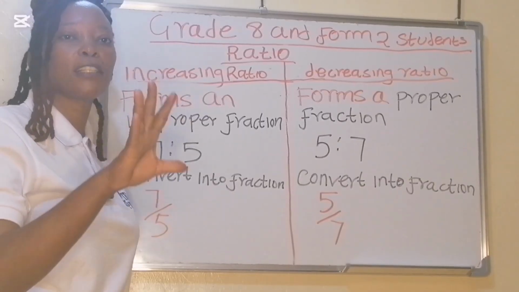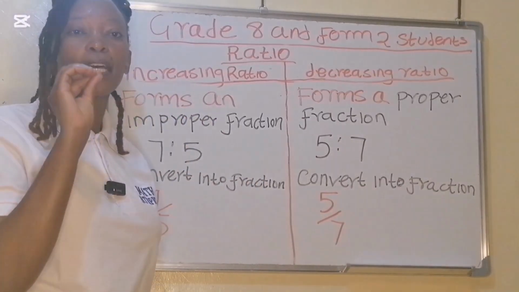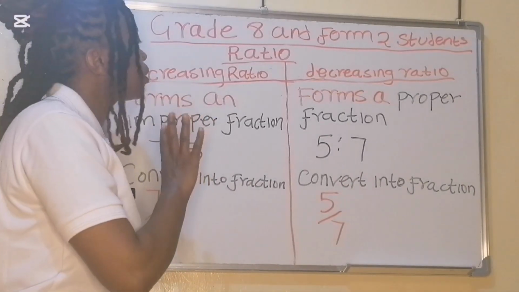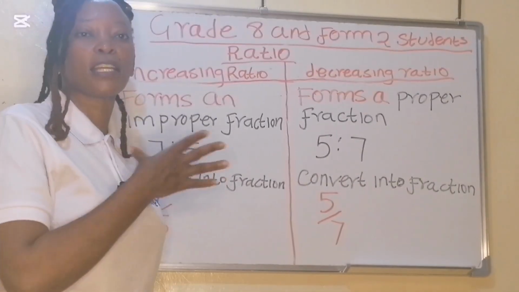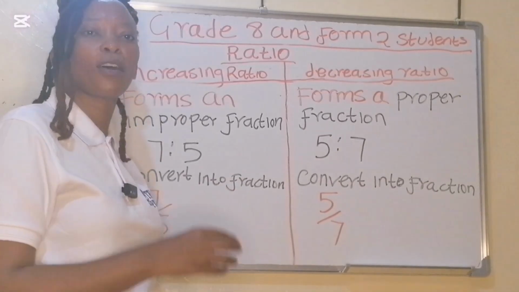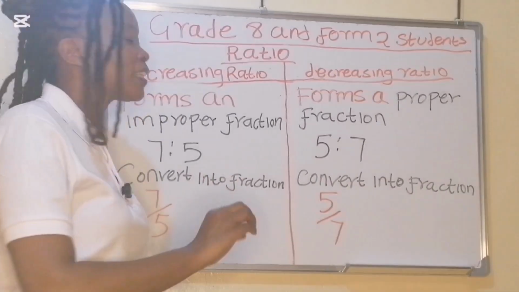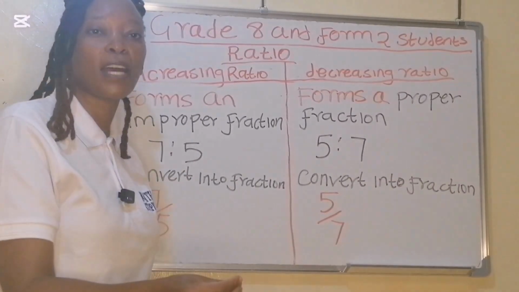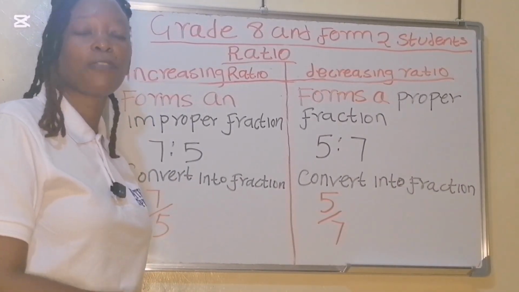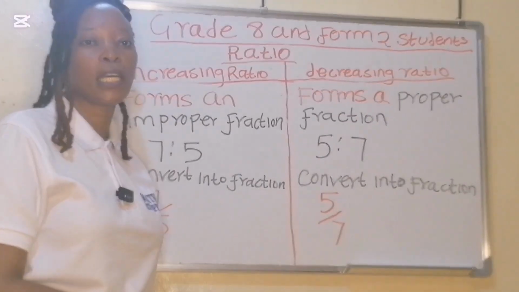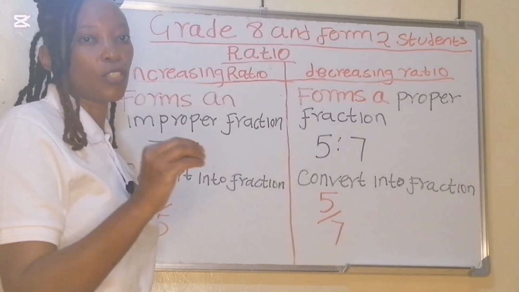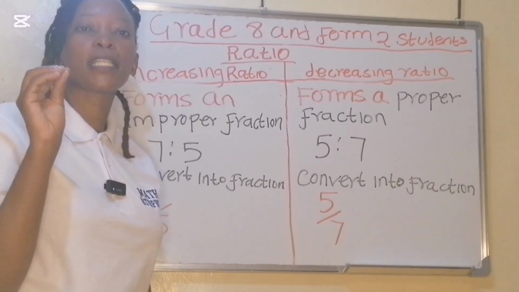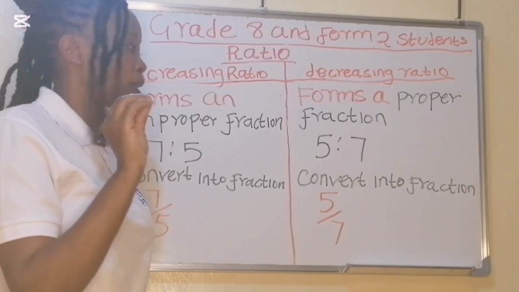So, if you want to identify whether a ratio is an increasing ratio or a decreasing ratio, you just need to do one thing: convert the ratio into a fraction. That is the only thing you should do. See whether the ratio forms a proper fraction or an improper fraction. If it forms a proper fraction, this is a decreasing ratio. If it forms an improper fraction, this is an increasing ratio. I hope you are with me up to that point.